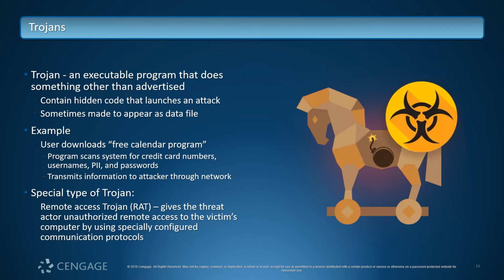Now, a Trojan, based on the story of the siege of Troy from the Greek myth, I believe it's the Iliad. The Trojan is an executable program that does something other than advertised. It can contain hidden code that launches an attack of some kind. It's often made to appear as a standard data file, or it can be included as part of a file that has been cracked.